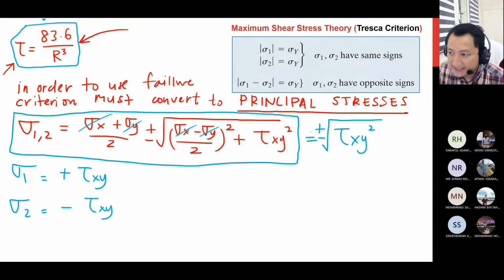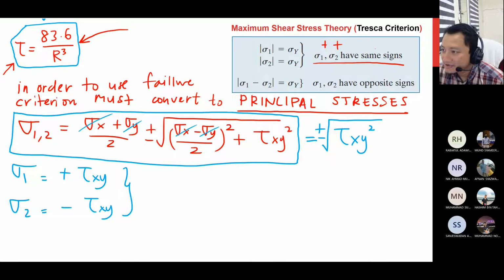So, kita dah berjayakan tengok kan? Ini ada plus dan minus. Maksudnya ada dua sign yang berbeza. Ini yang atas kan? Sigma 1, sigma 2 have the same signs. Meaning positive, positive or negative, negative. That's not the case. Our case is positive and negative. So, kita nak kena pakai yang ni lah.